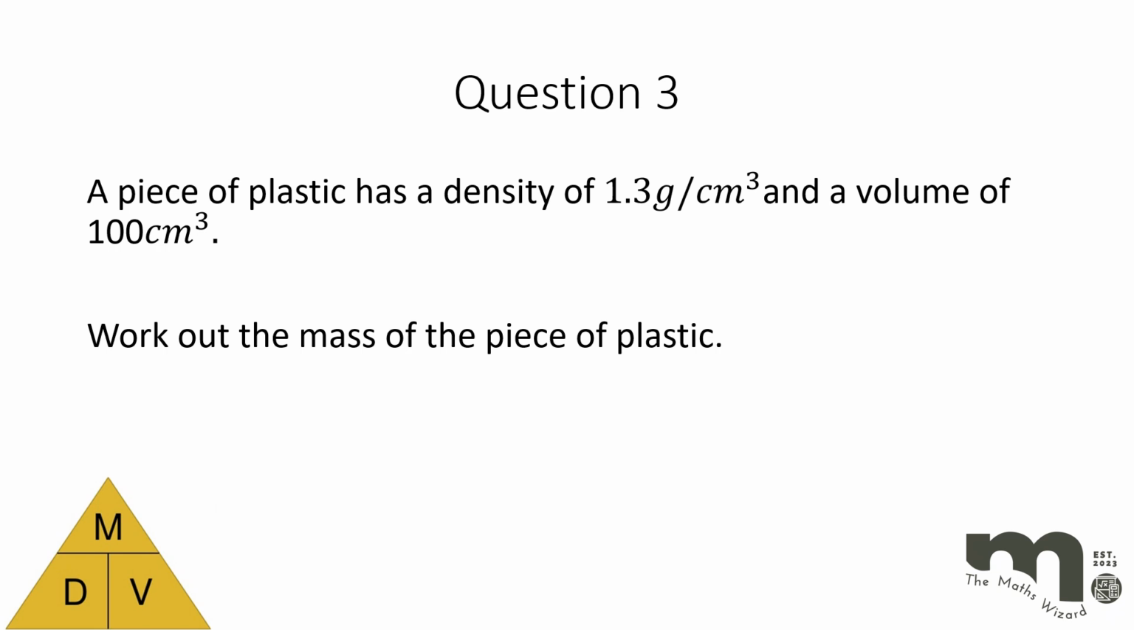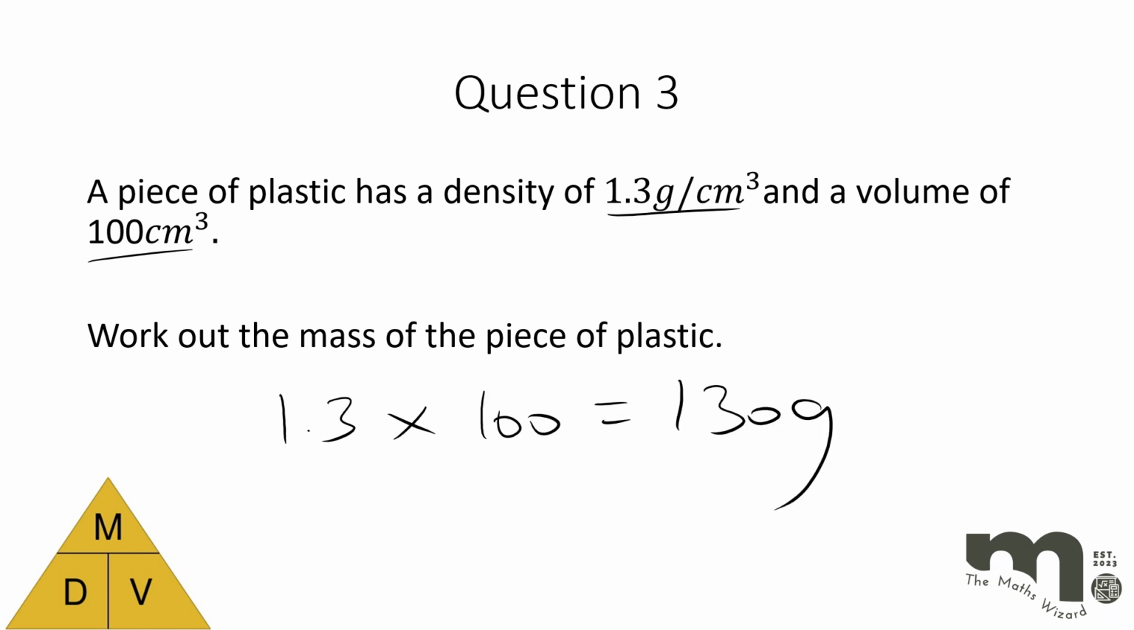Okay, final question then. It says a piece of plastic has a density of 1.3 grams per centimeter cubed and a volume of 100 centimeters cubed. We've just got to work out the mass of this piece of plastic. We can see there then, we know the density is 1.3. If we multiply it by 100, we will get 130. So the piece of plastic has a mass of 130 grams.